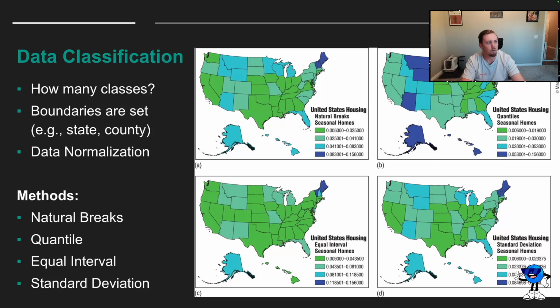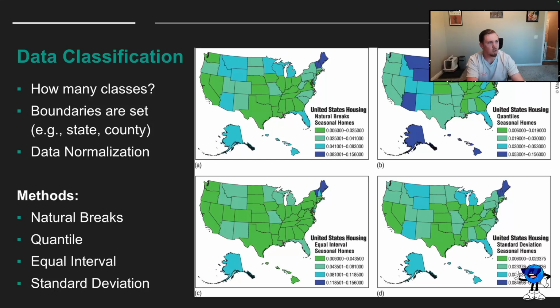For example, figure 7.8 shows 4 different maps of the percentage of the total number of houses per state that are considered seasonal homes or vacation homes based on census data, each created using a different data classification technique. Note that each map has the data broken into the same number of classes for comparison purposes.